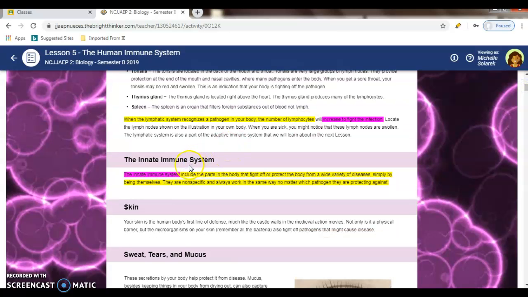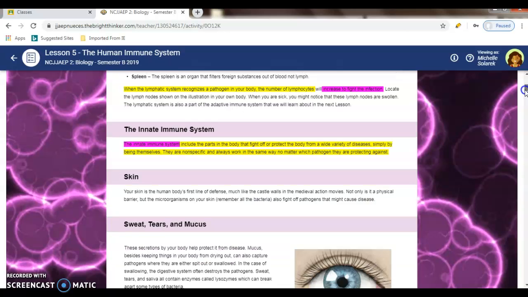Now we'll talk about the innate immune system. It includes body parts that fight off or protect the body from a wide variety of diseases, simply by being themselves. They are not specific, and they always work the same way, no matter which pathogen they are protecting against.